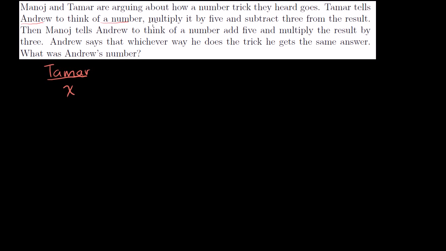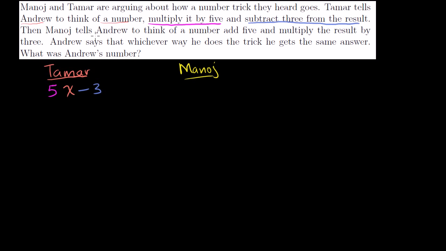So let me do that. So he multiplied it by 5. And subtract 3 from the result. Let me do that in a different color. Do it in blue. Subtract 3 from the result. Then Manoj comes along. So here's Manoj.